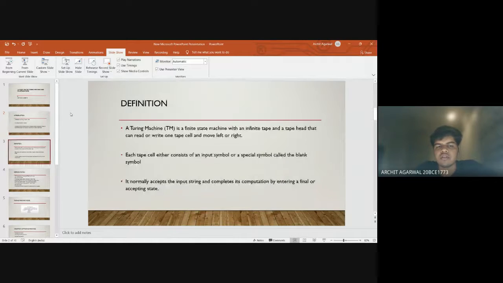Now, coming to the definition part, a Turing machine is basically a finite state machine with an infinite tape and a tape head that can read or write one tape cell and move either left or right. Each tape cell consists of an input symbol or a special symbol called the blank symbol, and a Turing machine normally accepts the input string and completes its computation by entering a final or accepting state.